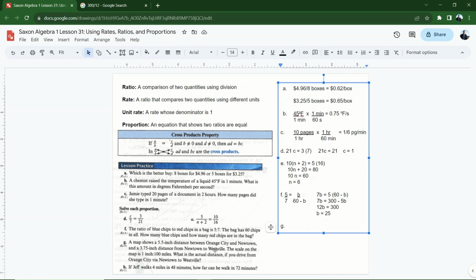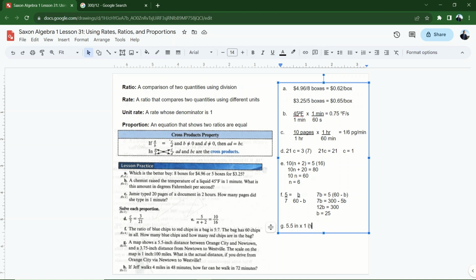Okay, so drive from Orange City to Newtown and then to Westville. So here's what we're going to have to do. We're going to have to figure out the scale for both of these. If it's 1 inch equals 100 miles. So let's see. What we're going to do is we're going to take the 5.5 inches between Orange City and Newtown, where we're starting. We're going to multiply that times our conversion factor here. Our conversion factor is 1 inch per 100 miles, or 100 miles per inch.